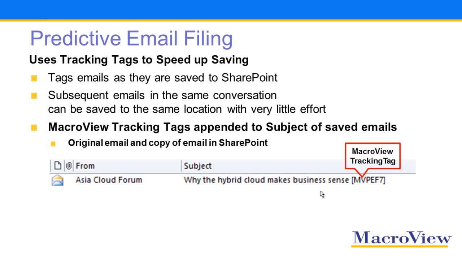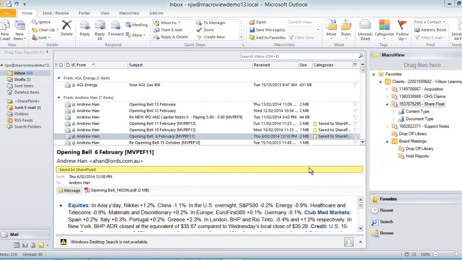The tracking tags are appended to the subject of saved emails, both the copy in SharePoint and also any copy left in an Outlook folder. The tracking tags are configurable, for example, so that the prefix can reflect your organization. MacroView Predictive Email Filing works in Outlook 2013 and also in Outlook 2010.